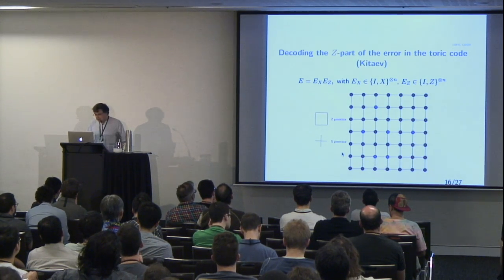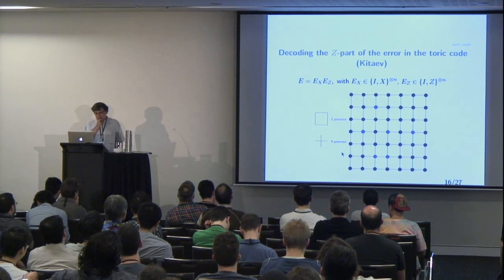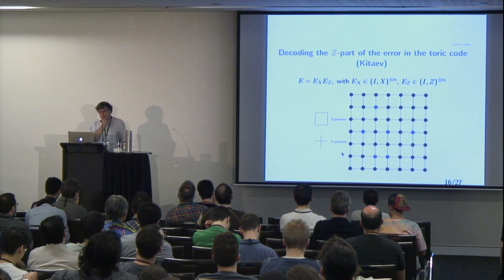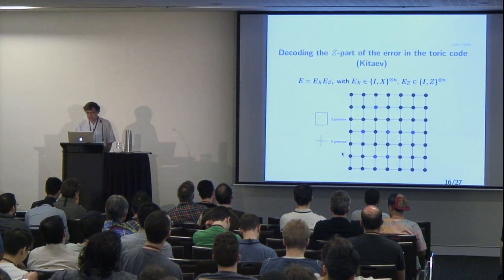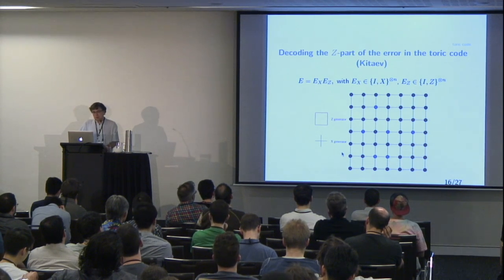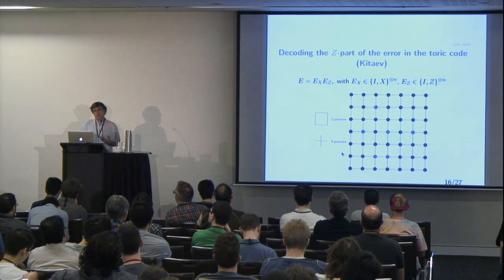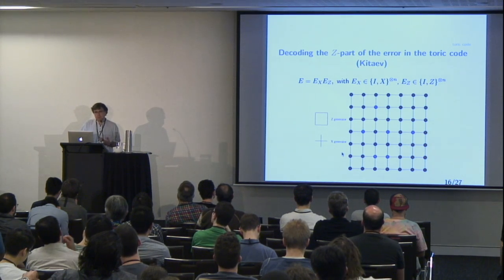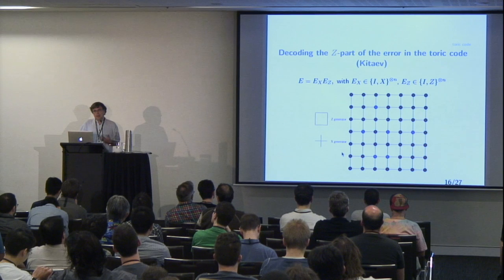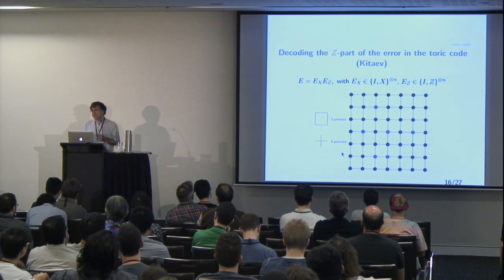Okay, so now what I want to explain, a few things about this toric code, about surface codes. So I'm going to say a few words about this kind of codes which are able to decode and why actually this is not completely satisfactory right now for the result of Gottesman.